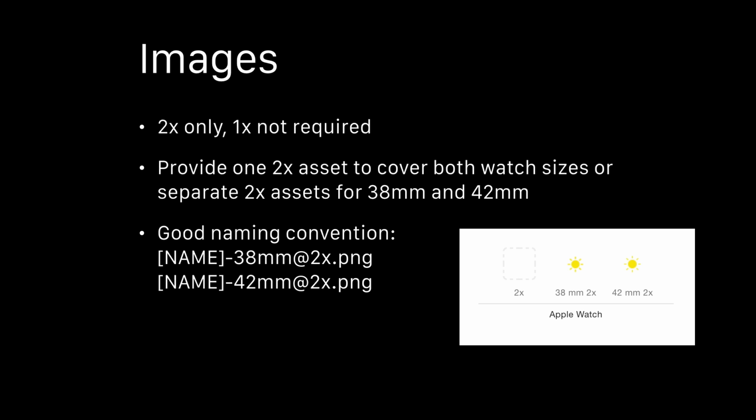A few things about images on Apple Watch. 2x only, you don't need 1x images for your Apple Watch project. You can provide one 2x asset, or you can provide a 2x asset for 38 millimeter and 42. Going back to that contextual menu icon, you can have two different sizes. This image shows what this looks like in Xcode. If you only have one image asset, you drag it here, or you can have one for 38 and one for 42. I'm providing a little naming convention there. I think if you name your assets this way, it automatically recognizes them. Isn't that correct? Sometimes. Right? Sometimes.